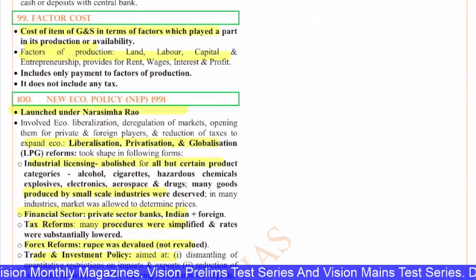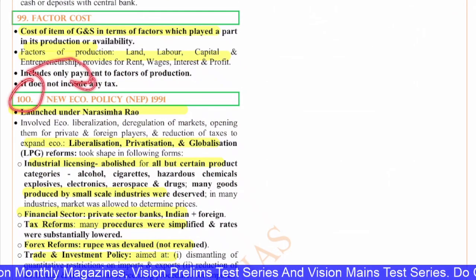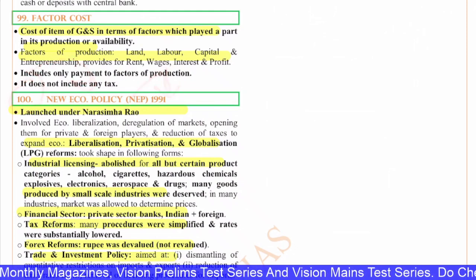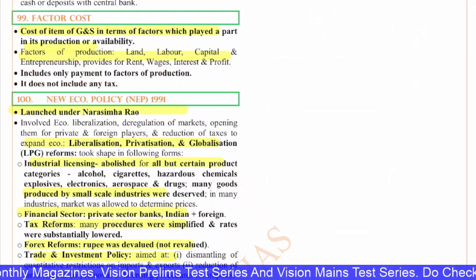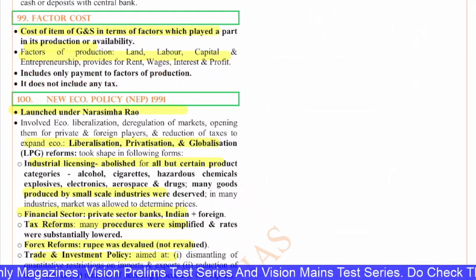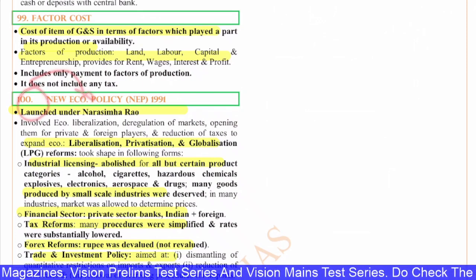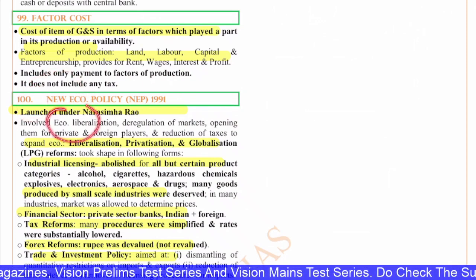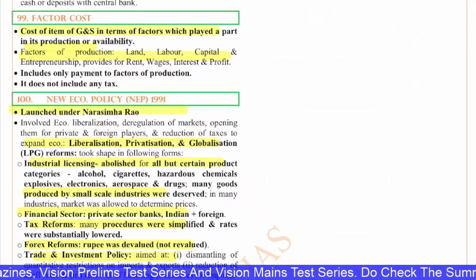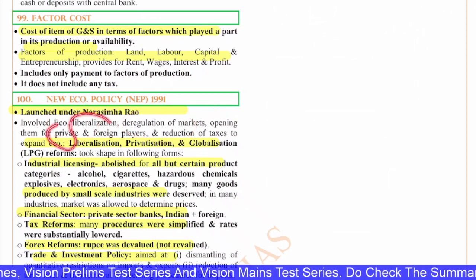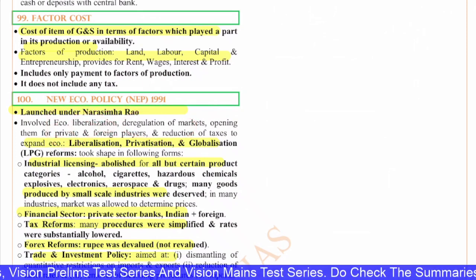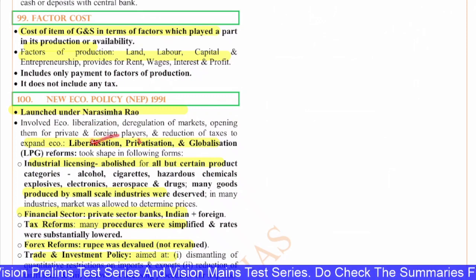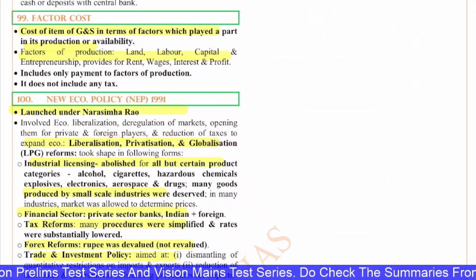And the last question is with regard to the new economic policy of 1991. This new economic policy of 1991 has opened up the Indian economy. It was launched under P.V. Narasimha Rao. It involved economic liberalization, deregulation of markets, opening up of markets for private and foreign players, reduction of taxes, and also liberalization, privatization and globalization.